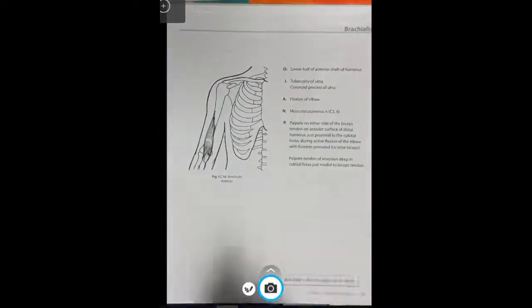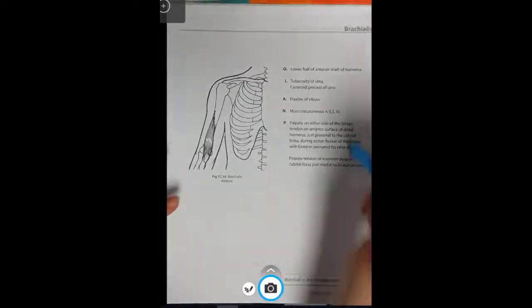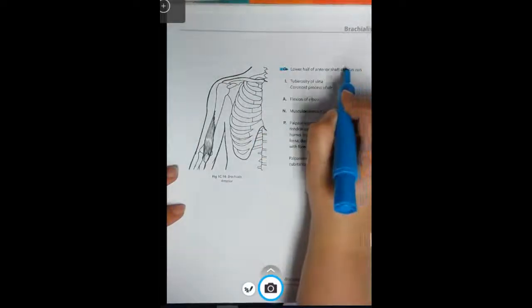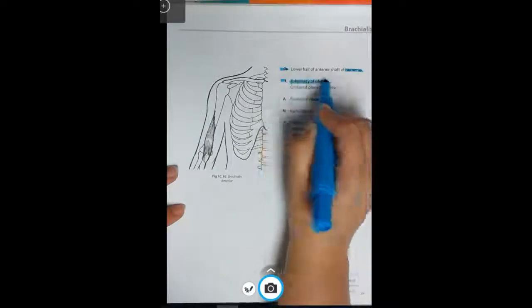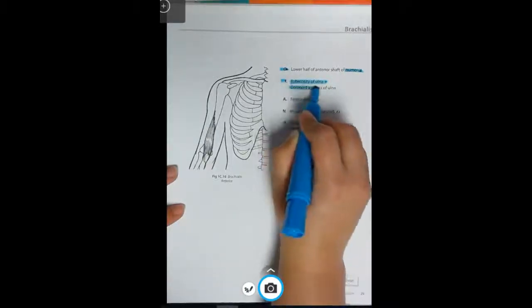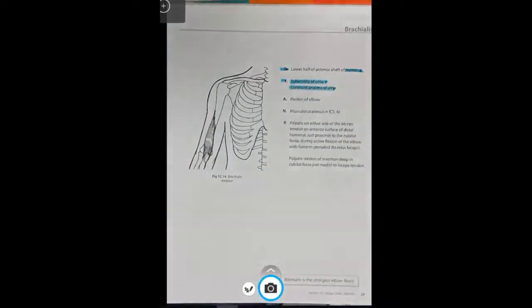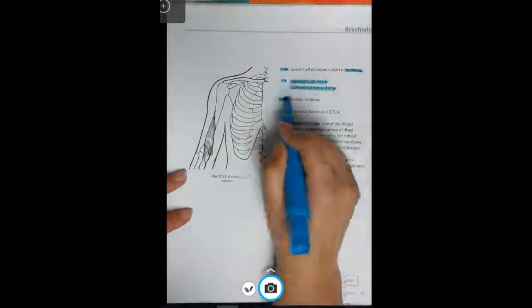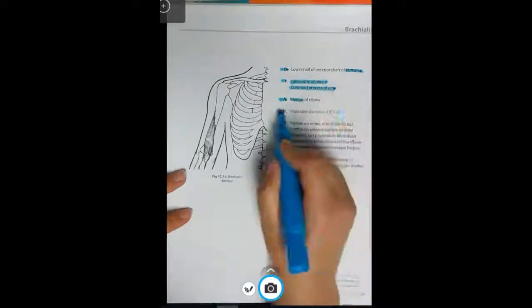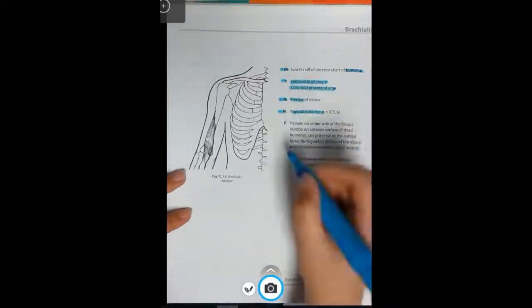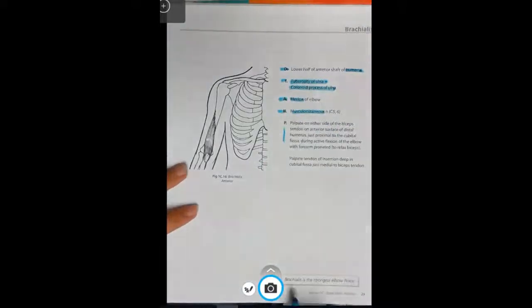Brachialis. We're kind of moving now into the elbow muscles. So your brachialis muscle starts on the humerus, inserts on the tuberosity of the ulna, and the coronoid process of the ulna. Action is going to be flexion of the elbow, musculocutaneous nerve, palpation. Note this is the strongest elbow flexor.